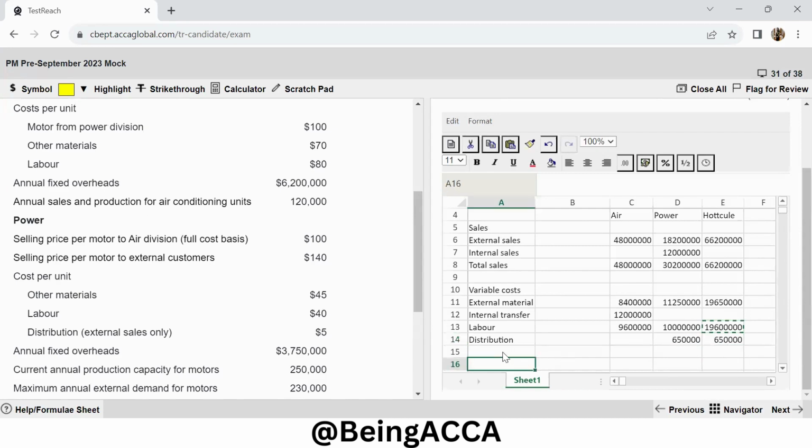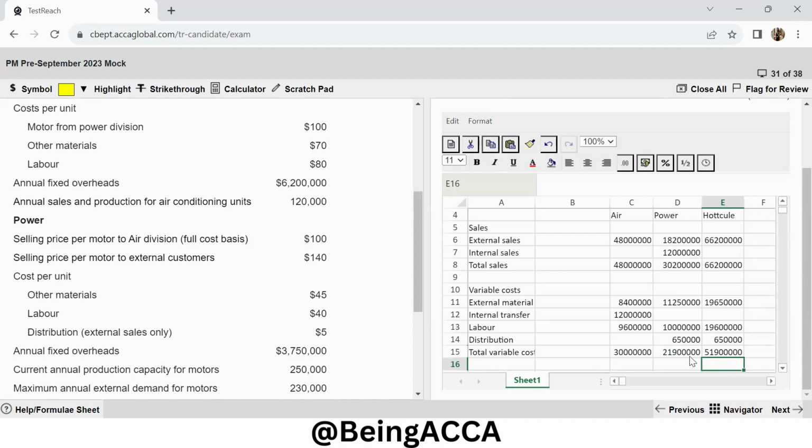So distribution costs we have arrived at, and then we can total all these up, total variable costs, and this can be the sum of all of these, right? And this can be copy pasted for this division as well. And then the total variable costs will be the sum of this and this. So with this, we have our total variable costs also with us.